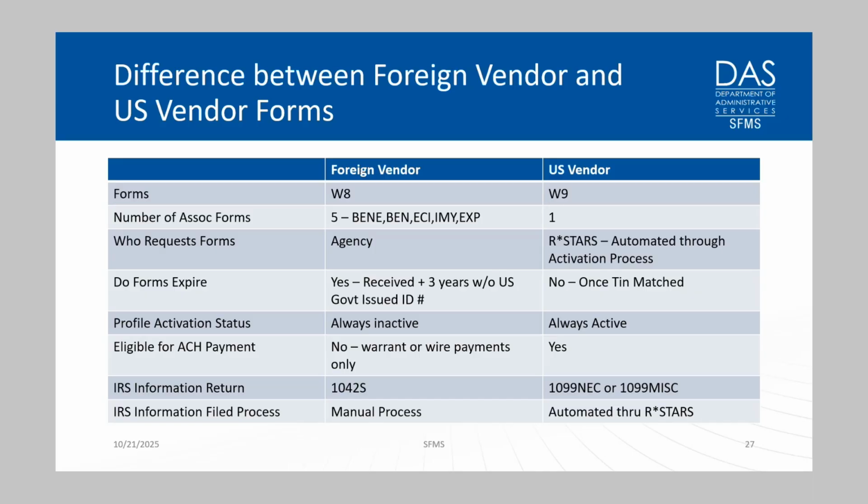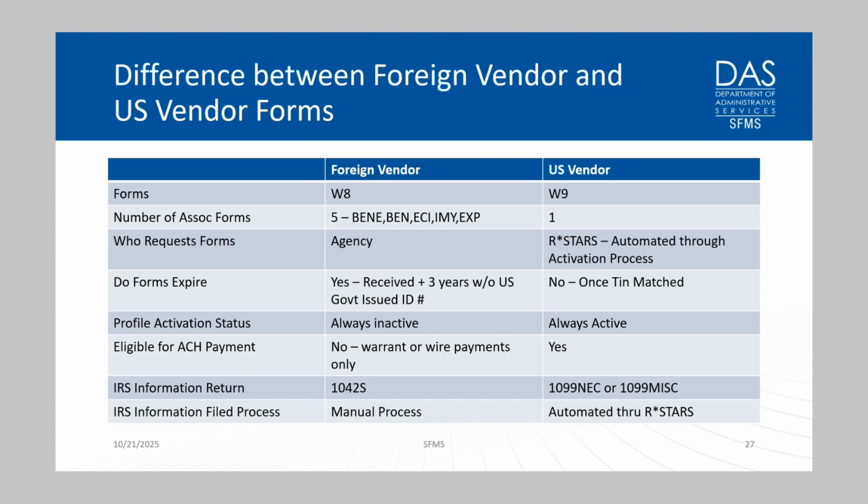Eligible for ACH payments? This is a fun one. U.S. vendors, no problem, yes. Foreign vendors, no. It has been determined by SFMS that the requirements for offering ACH payments to foreign vendors are not in the cards. It's just too difficult, so you need to make all payments through warrants or wire payments.